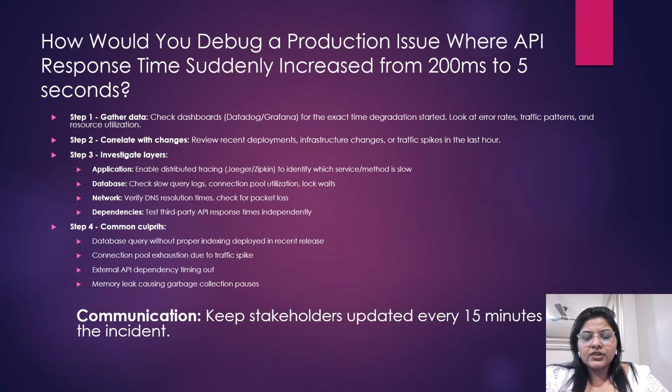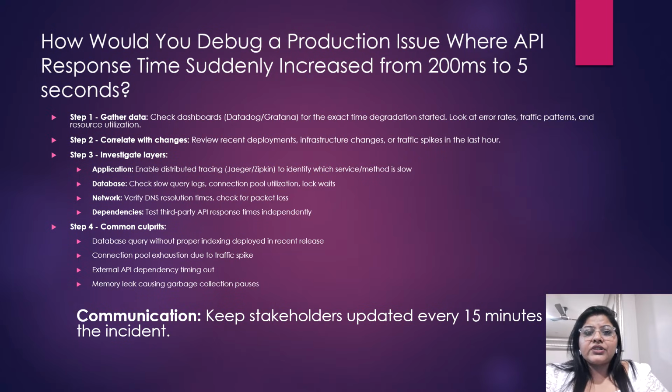The most important thing as a PM or as a person owning the entire program delivery or change, you have to keep the communication going. If it's a P1 production issue, or if it's something which is blocking, then the stakeholders need to be updated every 15 minutes about the incidents happening, right?